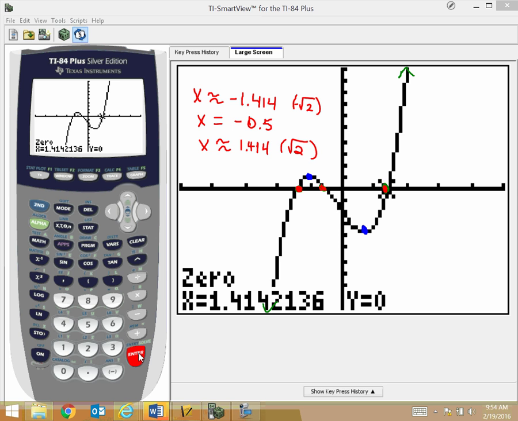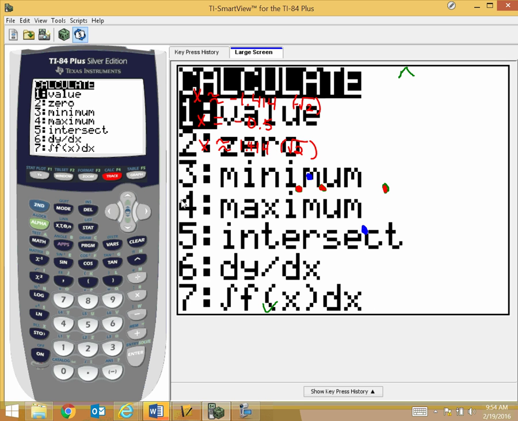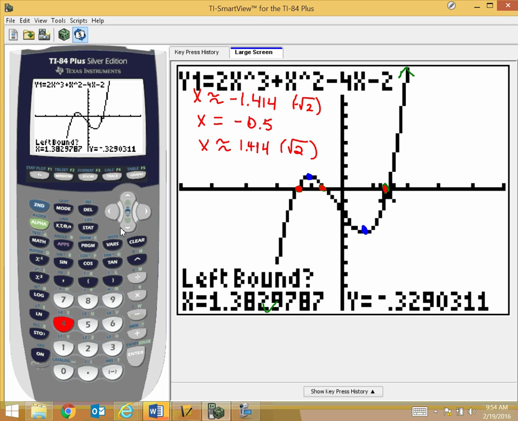And then my max and my mins. I don't know how much work you've done with this before. We may have touched on it in class. Second calc is going to bring us back to that screen. And I have minimum and maximum, choice 3 and choice 4 here. Minimum is going to be for my minimum. Maximum is going to be for my maximum. So I'm going to choose, I think the maximum was first on the left, choose number 4.